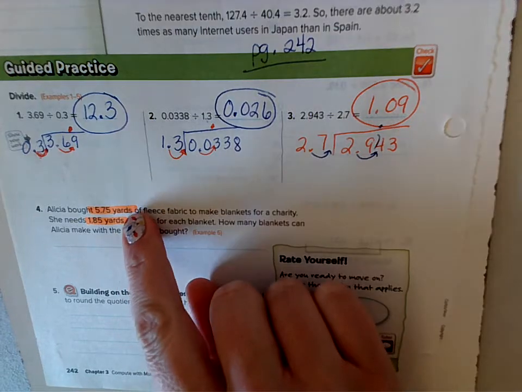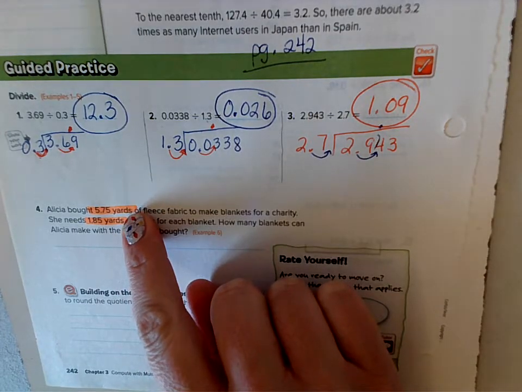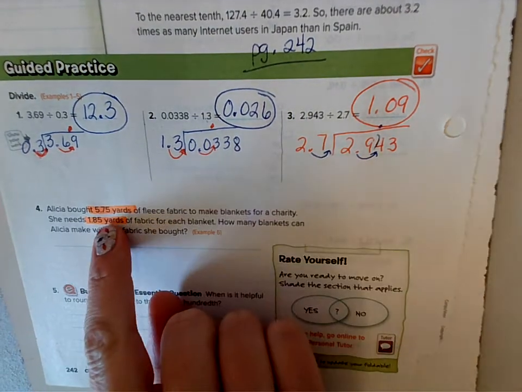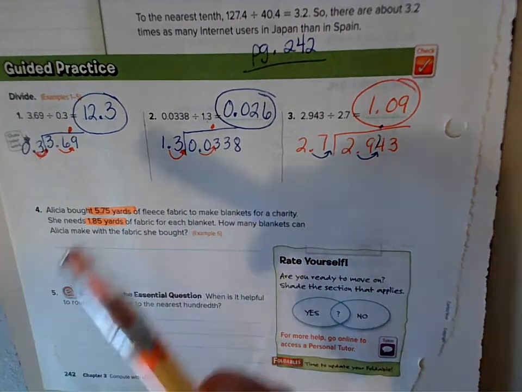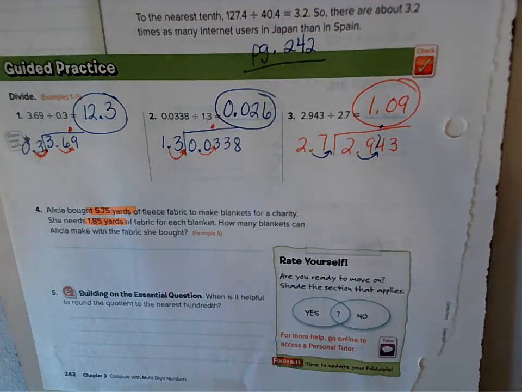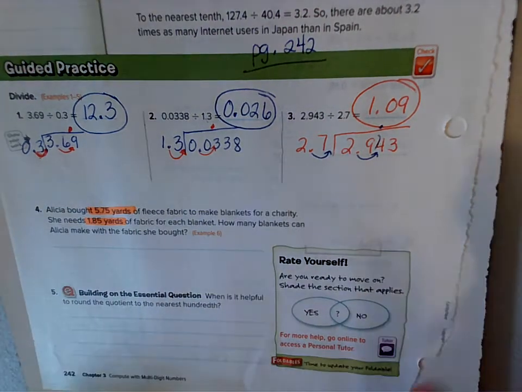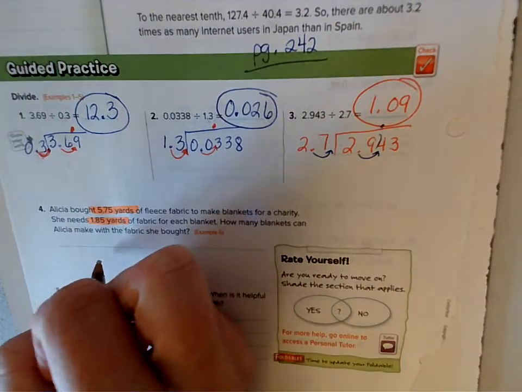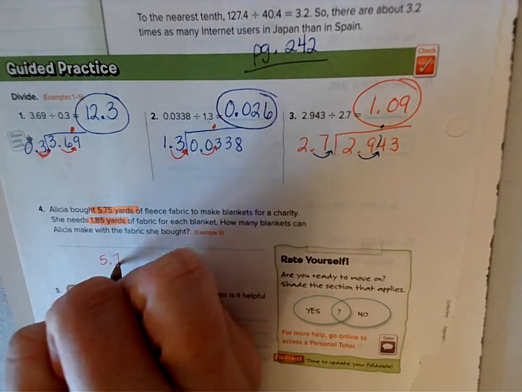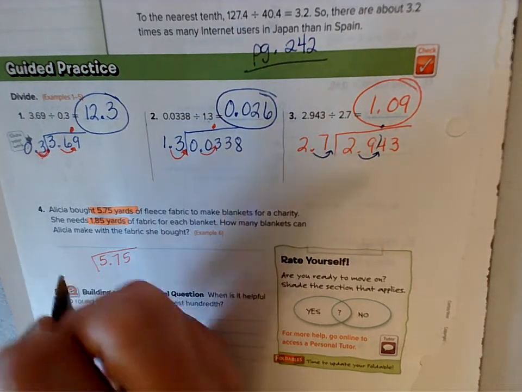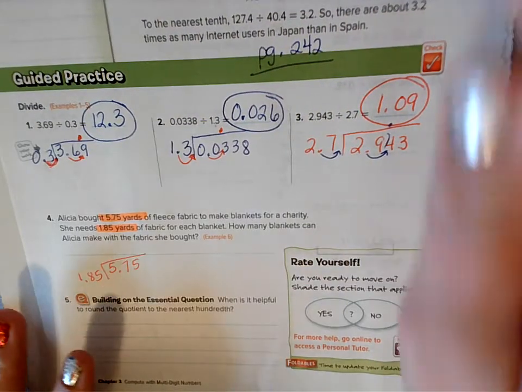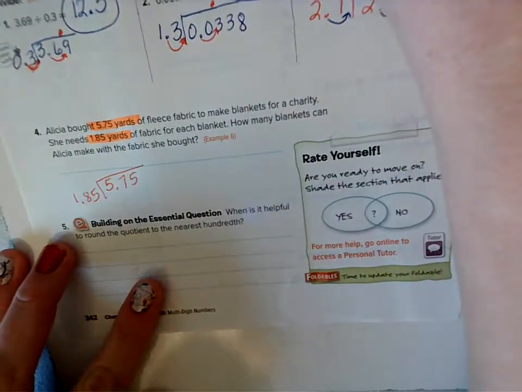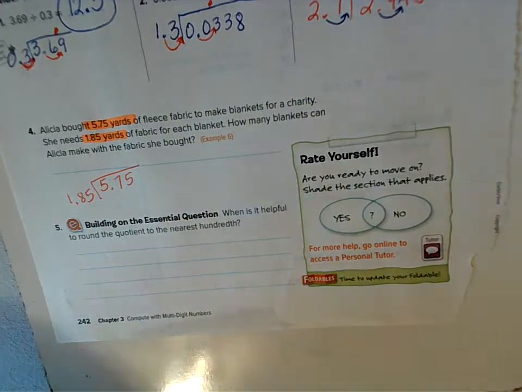So she already bought this amount, but each blanket she's planning on making takes this amount. So I need to know how many times 1 and 85 hundredths goes into 5 and 75 hundredths. So that would be a division problem. It would be 5 and 75 hundredths inside the box, 1 and 85 hundredths outside the box. So I'm just going to set up my problem there, but I'm going to do the work in my notebook again because I don't have enough space.